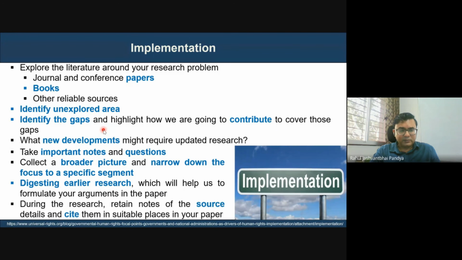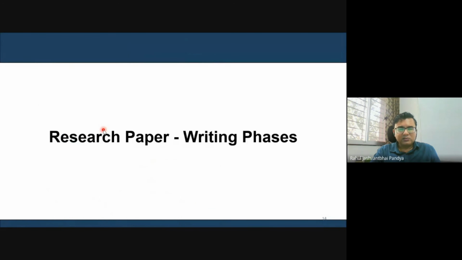So then we go further, and when we do all this, we have to maintain the sources from where we are reading, because many times when we read or refer to something, we never maintain the sources. At the end, we do not cite them, and it results in plagiarism, or we struggle identifying the sources later.